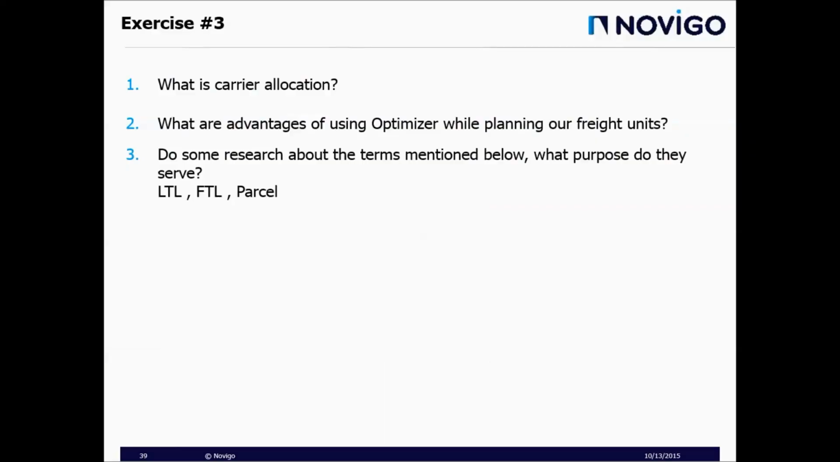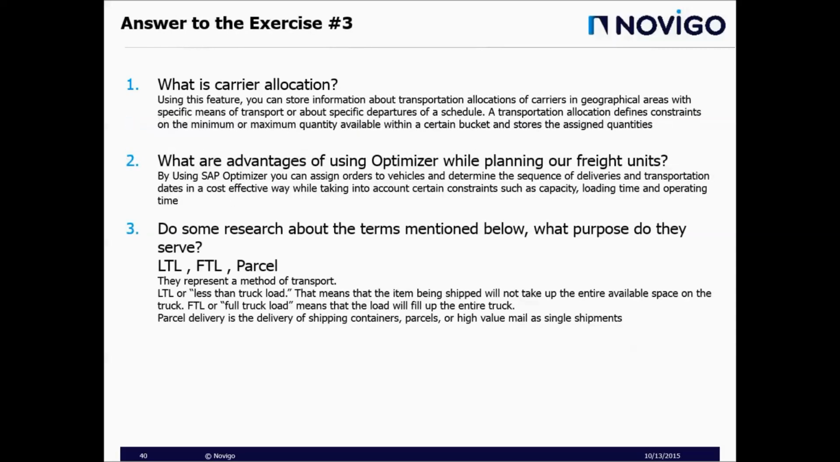I have prepared some exercises based on the lecture we just went through. Exercise number 1. What is carrier allocation? Exercise number 2. What are advantages of using optimizer while planning our freight units? Exercise number 3. Do some research about the terms mentioned below. What purpose do they serve? LTL, FTL, and parcel. In this slide, you can see the answers for those questions.